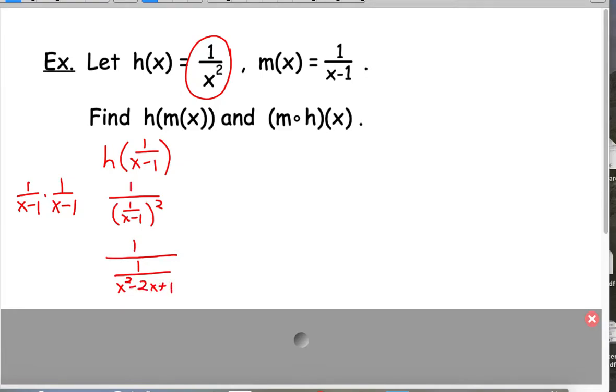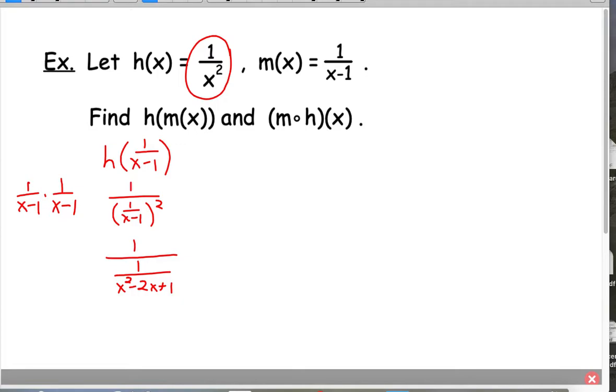So now I have a complex fraction, a fraction within a fraction. And so for complex fractions, you change it from a division problem. Let me change the color of this fraction bar. Instead of doing 1 divided by that fraction, that's the same as 1 times the reciprocal of the fraction.